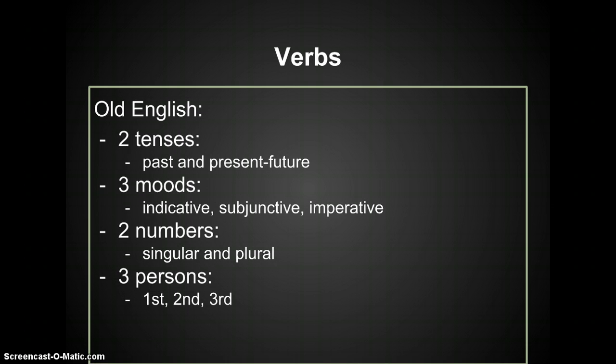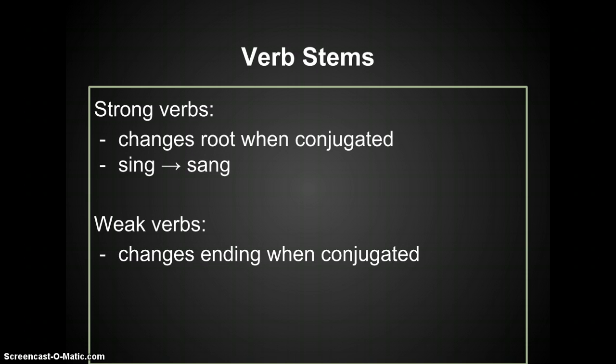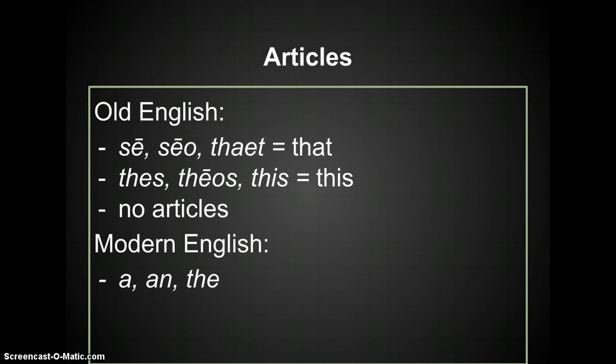Verbs had only 2 tenses, 3 moods, and 2 numbers, as well as 3 persons. There were 2 classes of verb stems. A verb stem is the part of a verb to which inflectional changes indicating tense, mood, number, etc. are added. These classes of verb stems were referred to as strong verbs and weak verbs. A strong verb, when conjugated, changed its root, whereas weak verbs changed endings. For example, sing is considered a strong verb because the past tense form of sing is sang, not singed.